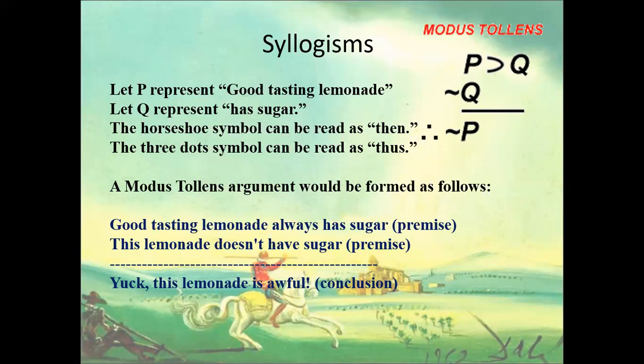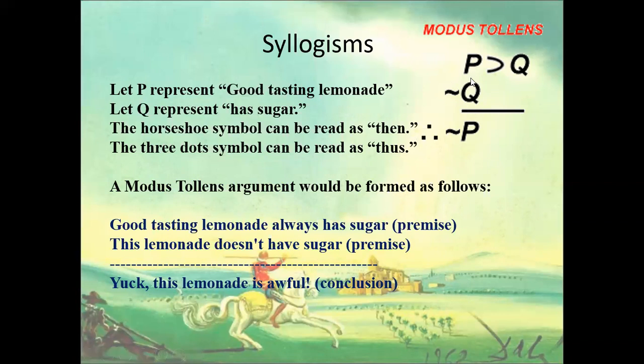There's another one that's always valid. If I'm in Paris, then I'm in France. I'm not in France. Therefore, I cannot possibly be in Paris. That's valid. Okay. If I answer my phone, then my battery has a charge. My battery does not have a charge. Therefore, I cannot possibly answer my phone.